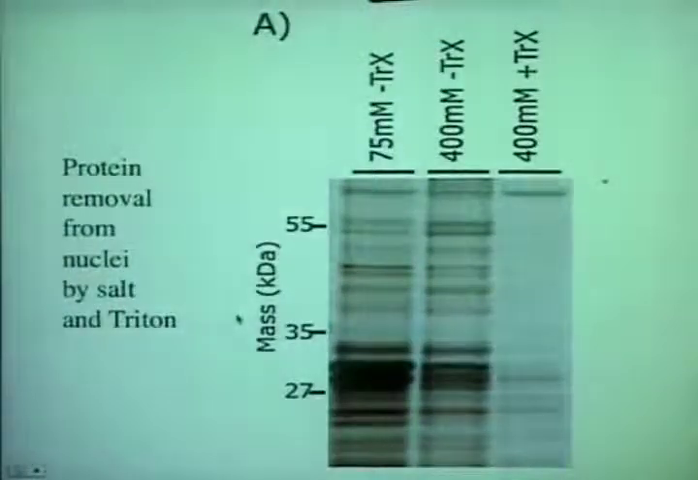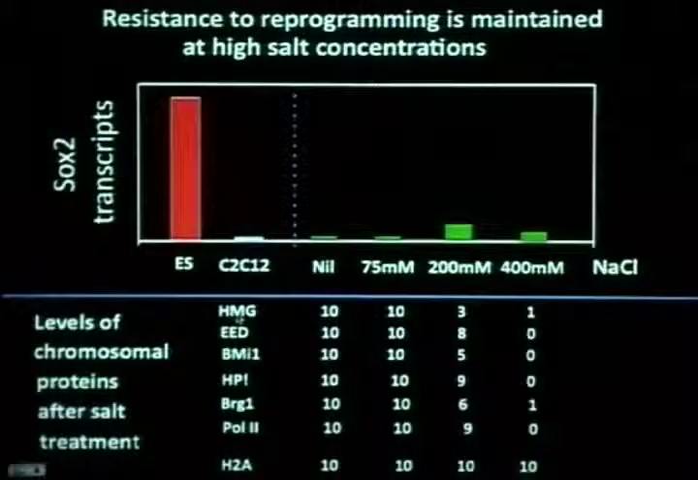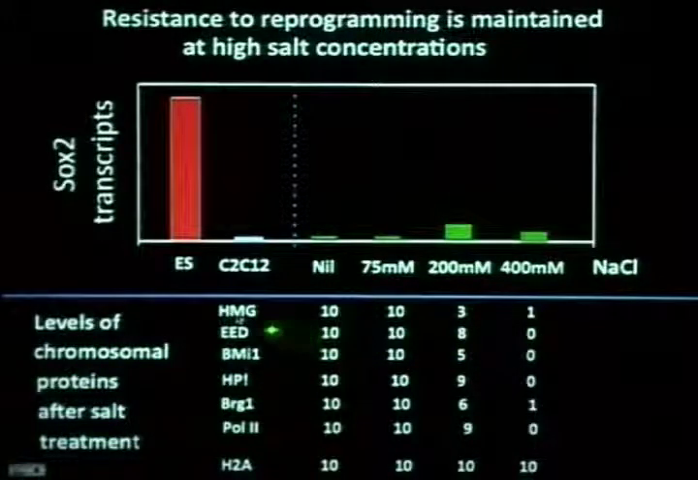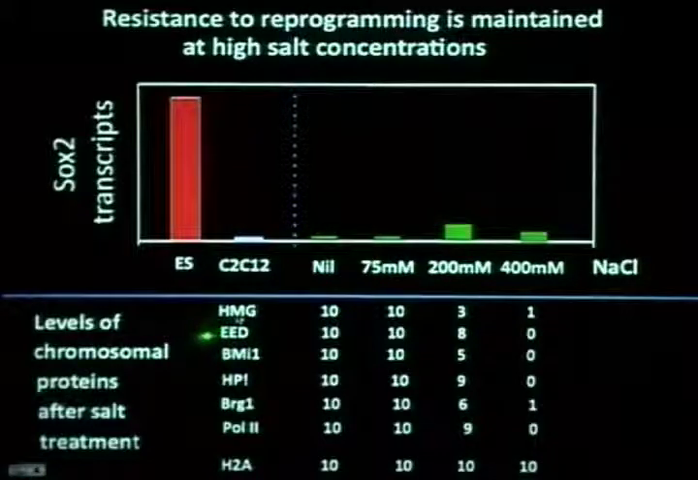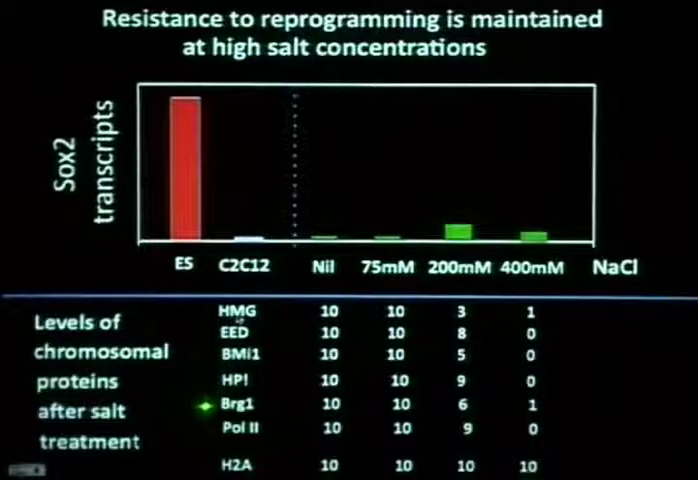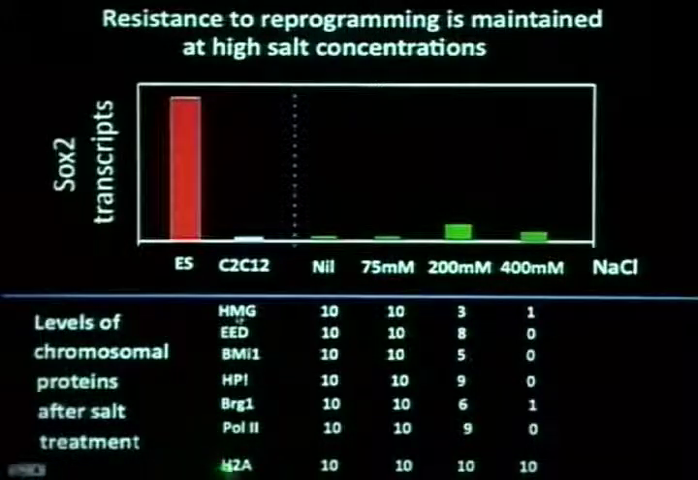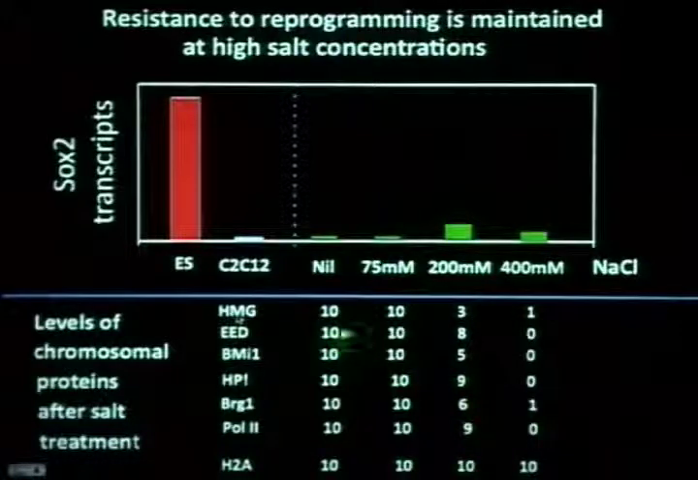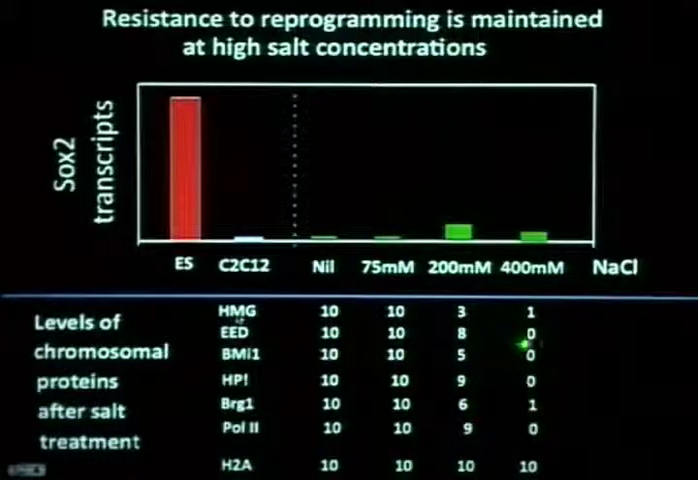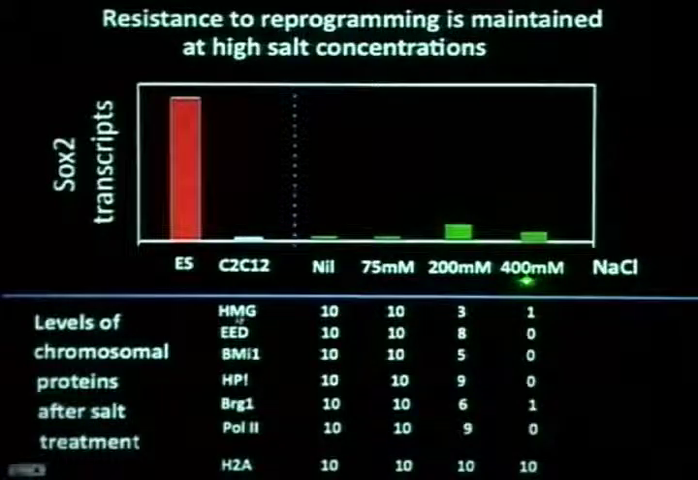And this just shows that the high salt and Triton does in fact remove a very large number of proteins. Looking at this part of the picture, the chromosomal proteins after salt and Triton treatment are very largely eliminated. So there are a whole range of candidate proteins that might be expected to have some role in repressing transcription. H2A is a control, but in the others you go down to almost nothing left at the higher salt concentrations.